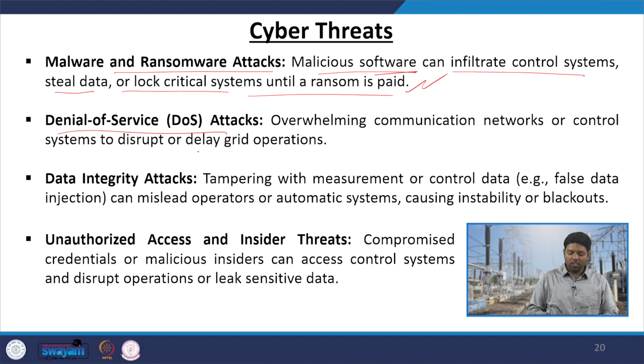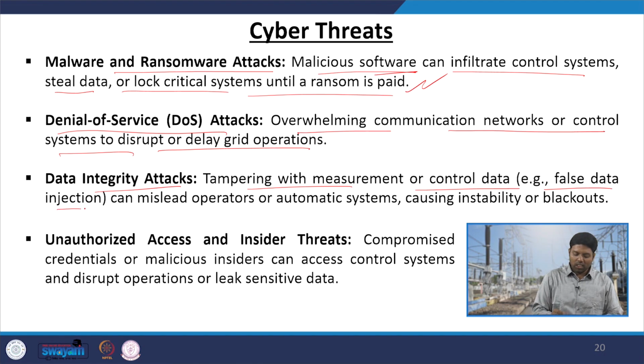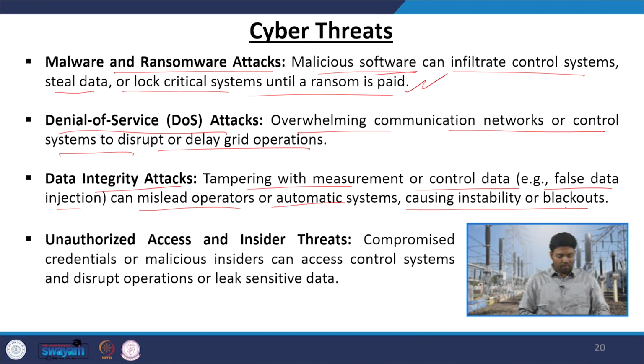Then you have denial of service attack. It is overwhelming the communication networks or control system to disrupt or delay grid operations. That means hackers are purposefully congesting the communication system so that actual data is not able to reach the control center on time. Then the control center will see that data is not coming, so that device is not present. That is called denial of service. That means that service is not reaching the control center. Then data integrity attack, tampering with measurements or control data, for example false data injection, to mislead the operators or automatic systems, causing instability or blackouts.